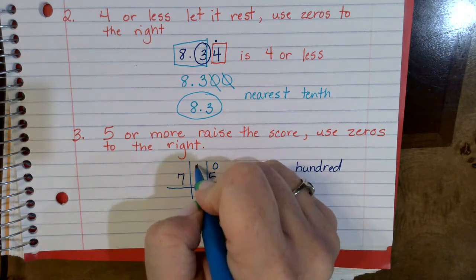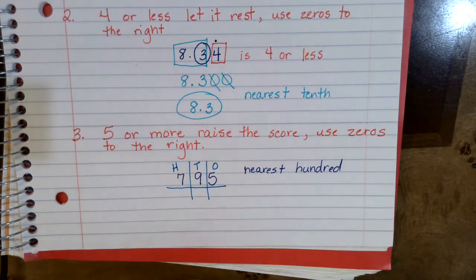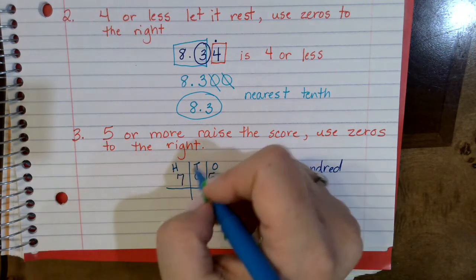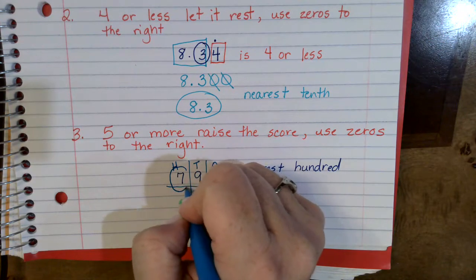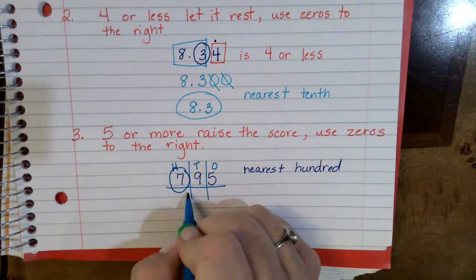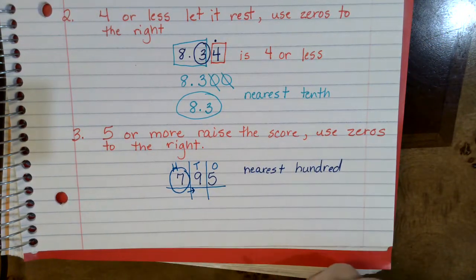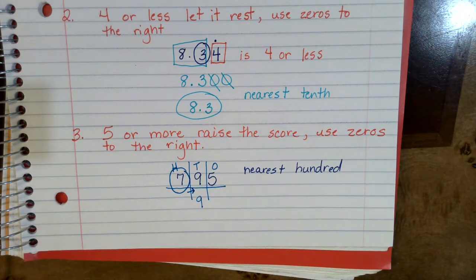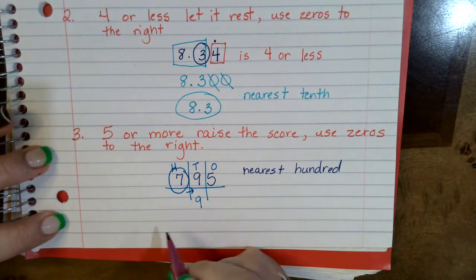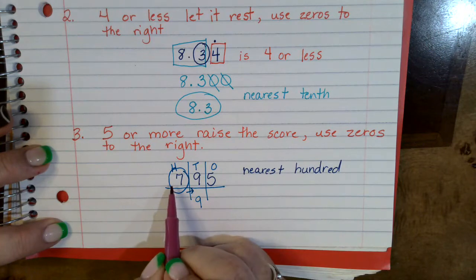We have ones, tens, hundreds because we're dealing with whole numbers. The number that we're rounding to is hundreds. One place to the right of that is the number 9. Is 9 5 or more? Why, yes, it is. 9 is 5 or greater.